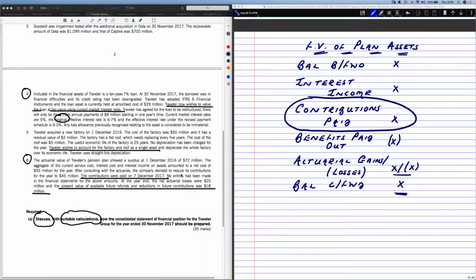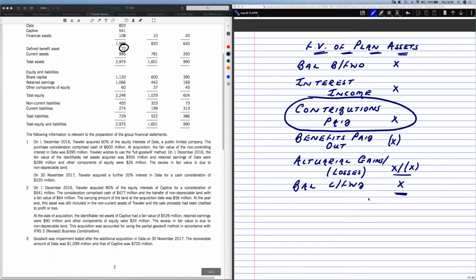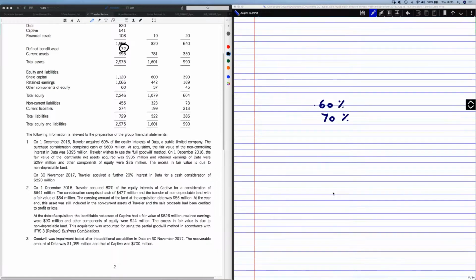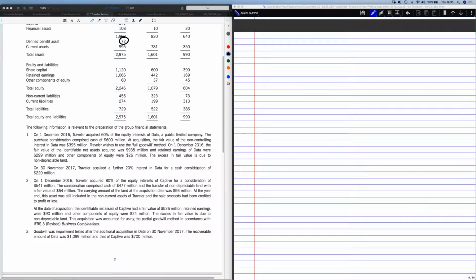Now, before we have a break, we are going to look at this part here. And I want us to think about this, please. Let's read the first part of this question. Let's read this part of the question together.